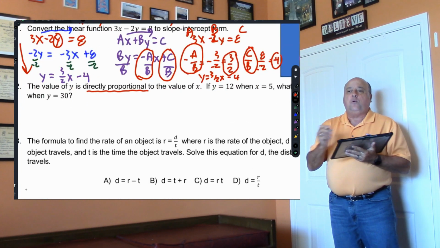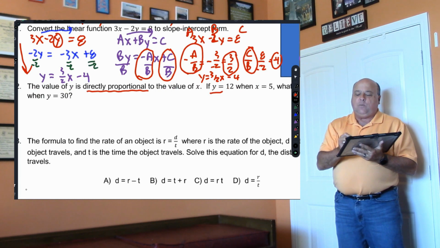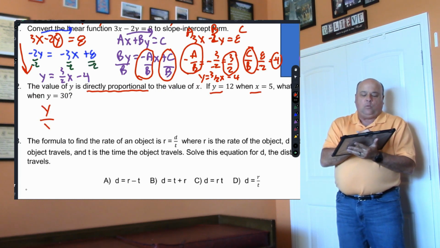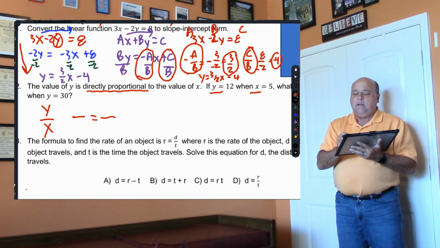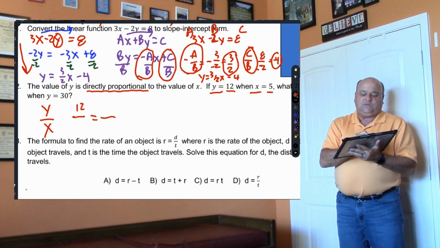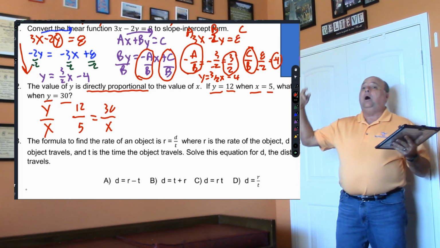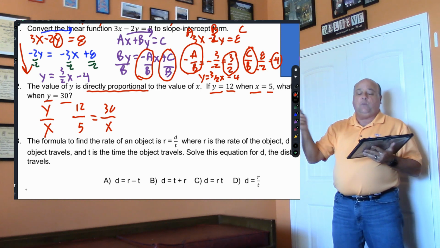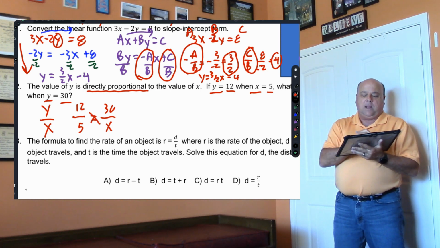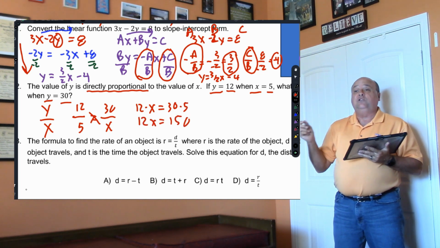It says directly proportional. That means we're going to have a proportion, and we have y and x. So we're going to write down y over x, and then put a proportion: fraction bar equals fraction bar. My first y is 12, my x is 5, and then I know y is equal to 30. Do you see that I have a proportion here? You cross multiply and divide; we've got to get the x. So the 12 gets multiplied by the x, the 30 gets multiplied by the 5, and I'm going to get 12x equals 150.